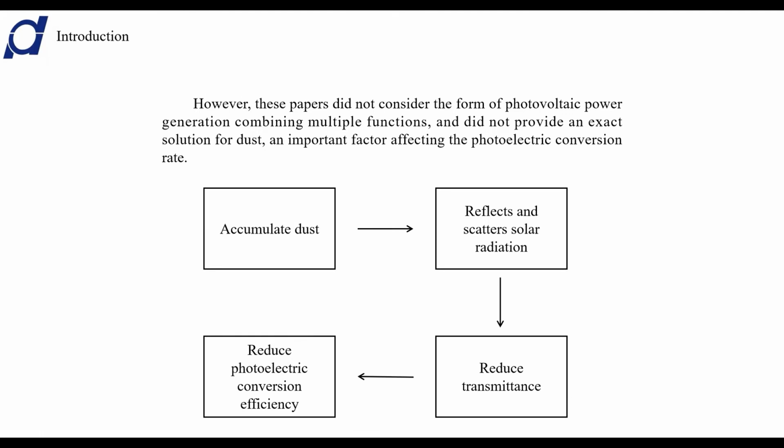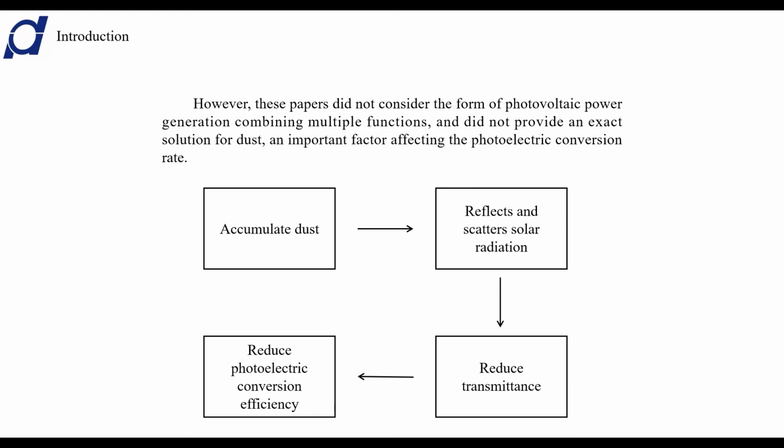However, this paper does not consider the form of photovoltaic power generation combining multiple functions and did not provide an exact solution for dust, an important factor affecting the photoelectric conversion rate. Compared with incomplete power generation function, the novel solar glass window in this paper realizes intelligent temperature control while supplying power to the indoor air conditioner, and automatically controls the turn on and turn off of cooling equipment according to the indoor temperature.